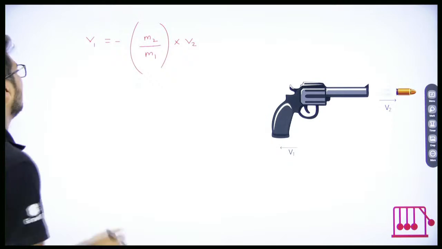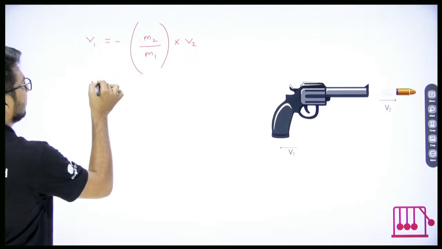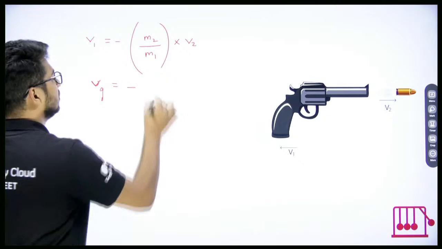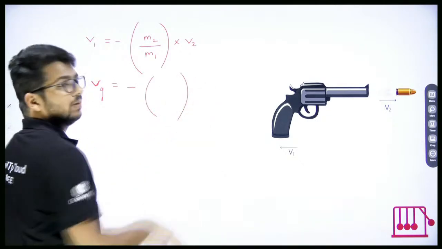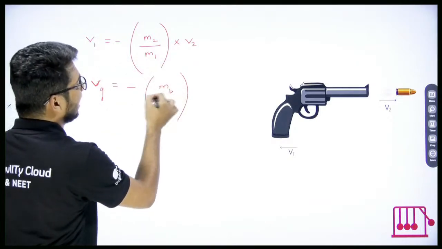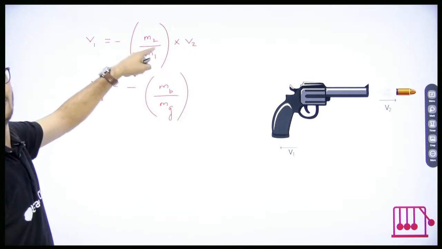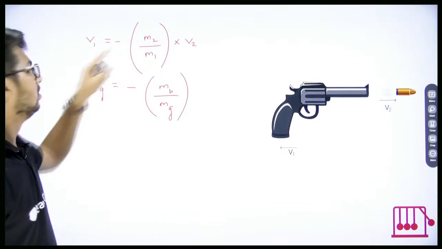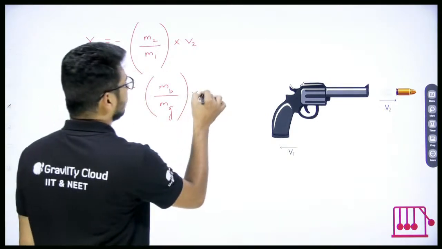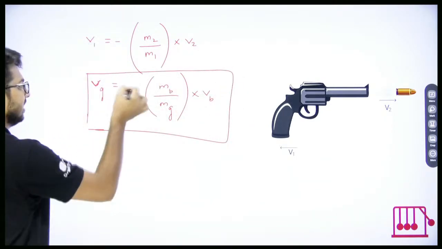Simple. Okay. So if I talk in terms of the gun and the bullet, this is the velocity of the gun, Vg, and it will be equal to minus m2 by m1. Since we are taking Vg, you have to take mass of the bullet upon mass of the gun, into the velocity of the bullet. So minus shows that the negative sign has an importance.